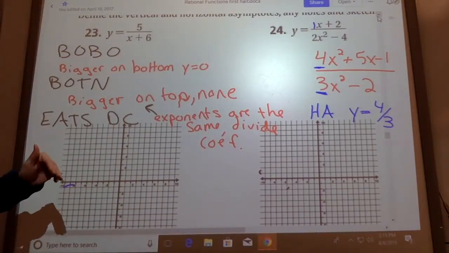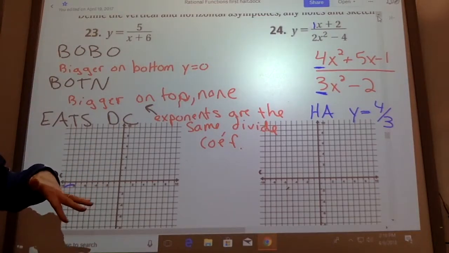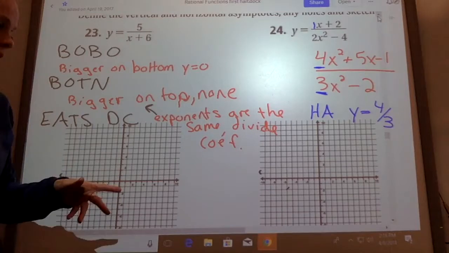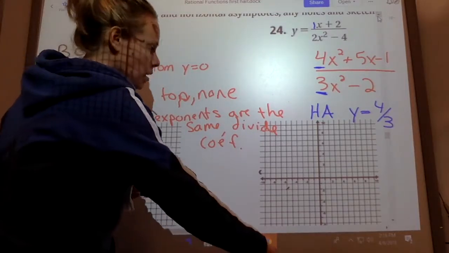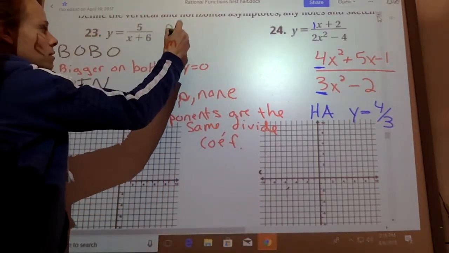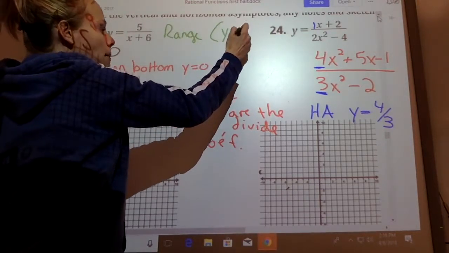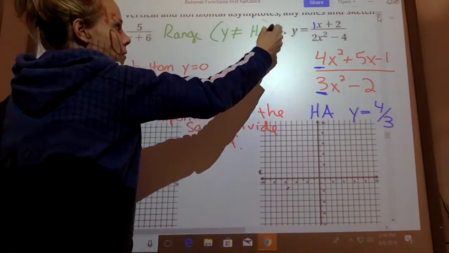And then the range, right, after you know the horizontal asymptote, just like the x, whatever the horizontal asymptote is, the range is not. So your notes for range would be y cannot be the horizontal asymptote.